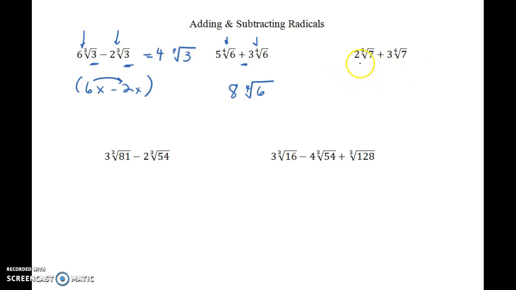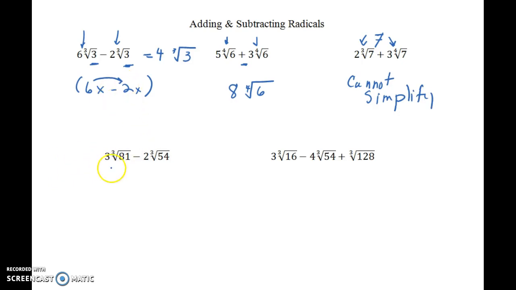In the next example, we have 2 times the cube root of 7 plus 3 times the 4th root of 7. Look what we have here. We have a cube root and we have a 4th root. Those are not the same. Since they're not the same, we cannot simplify. So just leave that one the way it is.